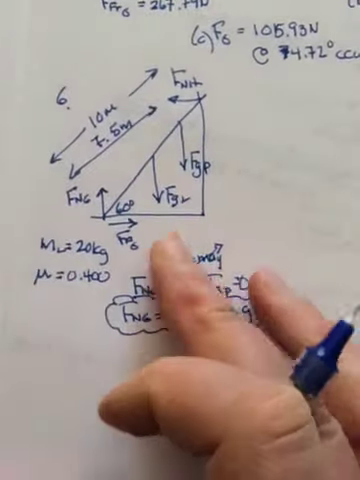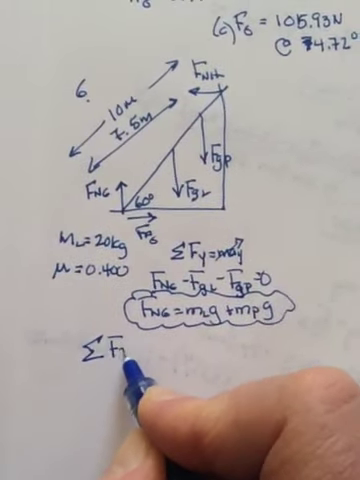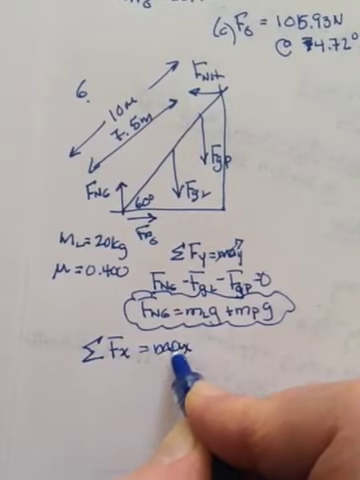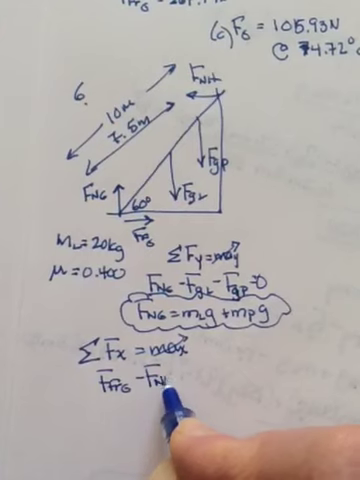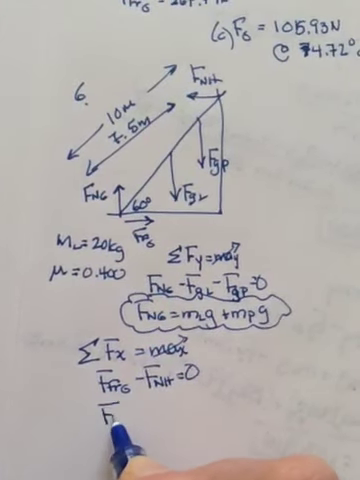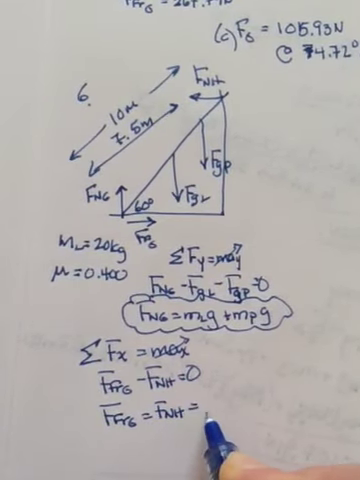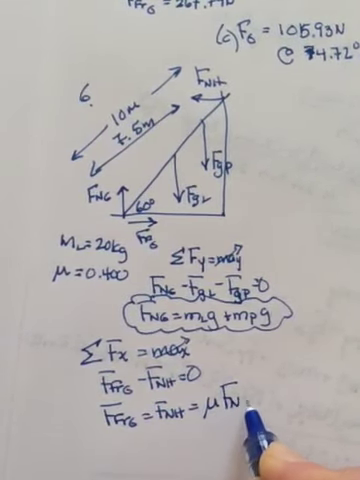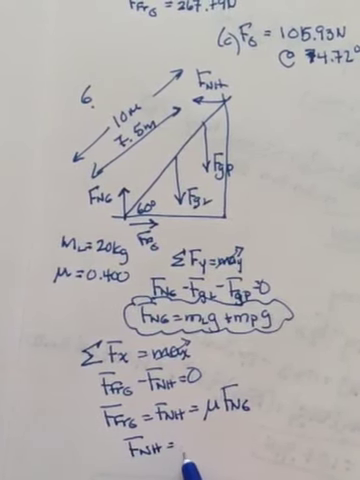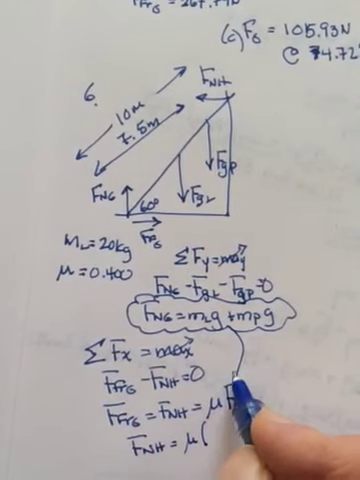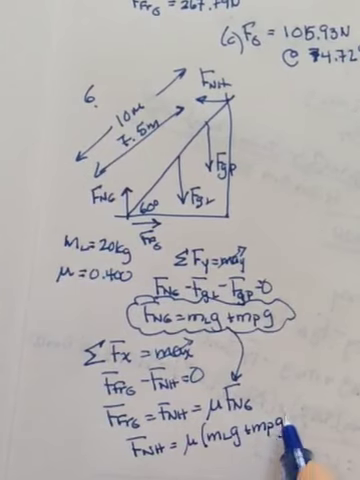Then the sum of the forces in the x direction also has to equal 0. And so it'll be F friction of the ground minus F normal of the house equals 0. So F friction of the ground equals the normal of the house. And we know friction equals mu F n of the ground. So the F normal of the house is going to equal mu times brackets, m of the ladder g plus m of the person g.